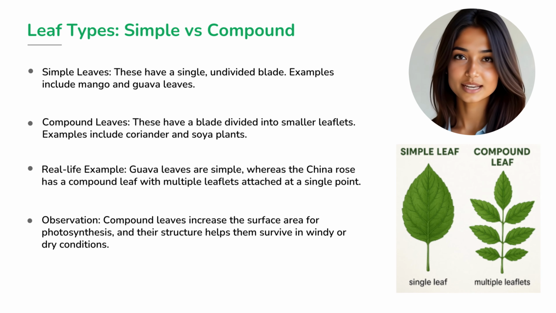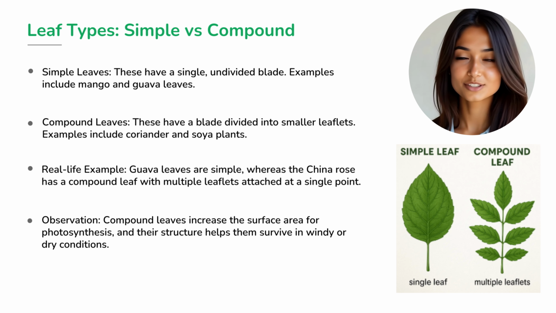Let's dive deeper into the types of leaves. Some plants have simple leaves, like the guava tree, which has one broad leaf per node. But then, there are compound leaves, like those on soya plants, which are divided into smaller leaflets. Think about it. A compound leaf is like a team of smaller leaves working together to increase the surface area for photosynthesis. This is an adaptation that helps the plant survive in different environments.